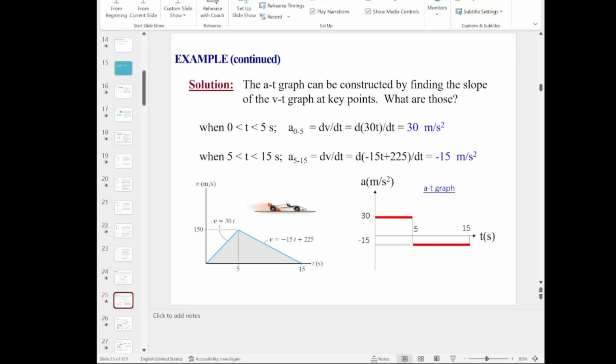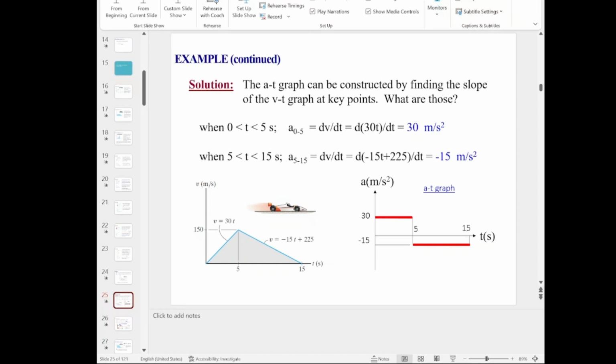So just dv/dt from 0 to 5 seconds, up to this point. Here's the function. Just taking the derivative of this function is going to come out to be 30 meters per second squared. Then we perform the derivative of the other function. This part just goes away since that's a constant, and then we have just minus 15t. The derivative of that comes out to be minus 15 meters per second squared, okay? All right. So that's the first graph.